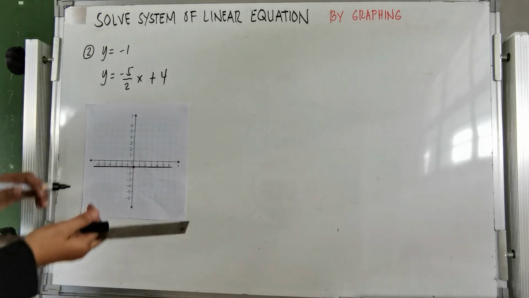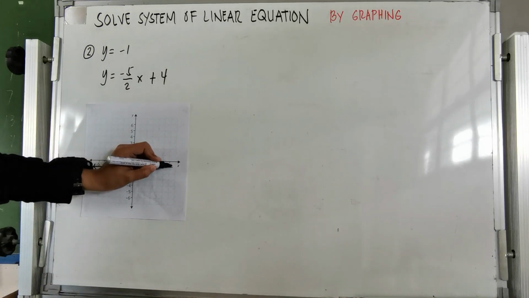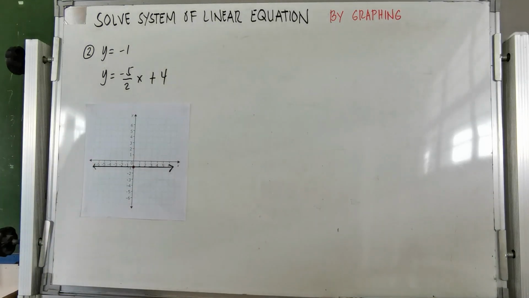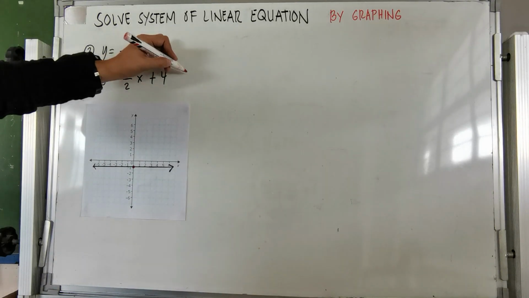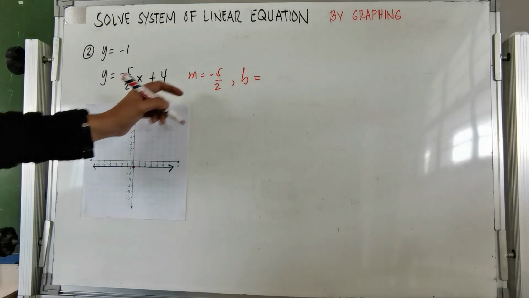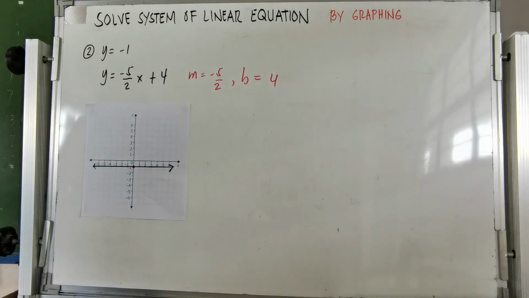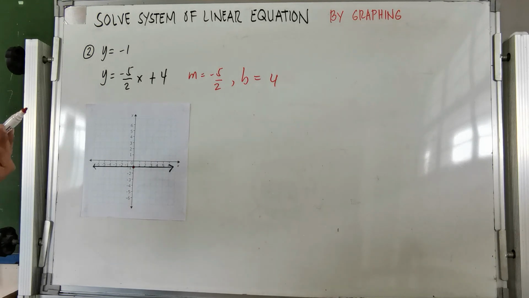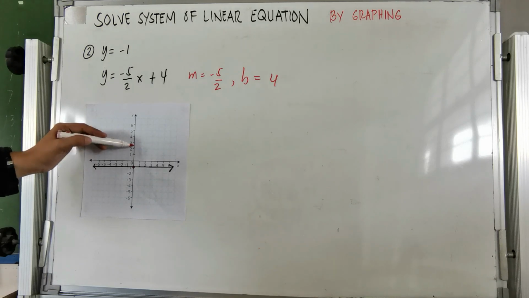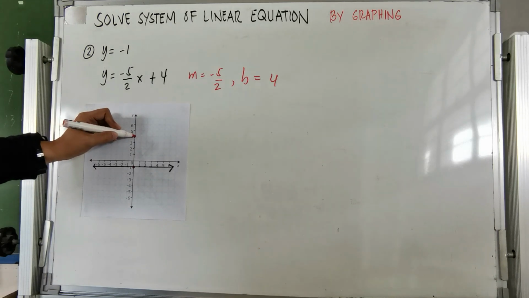Ito ngayon yung graph ng ating first equation, or y is equal to negative 1. Now, for our number 2, we have y is equal to negative 5 over 2x. Ibig sabihin, ang ating m ay negative 5 over 2. Then, ang ating b ay positive 4. Plot muna natin yung kanyang y-intercept, which is positive 4. So, that is exactly located in our y-axis.